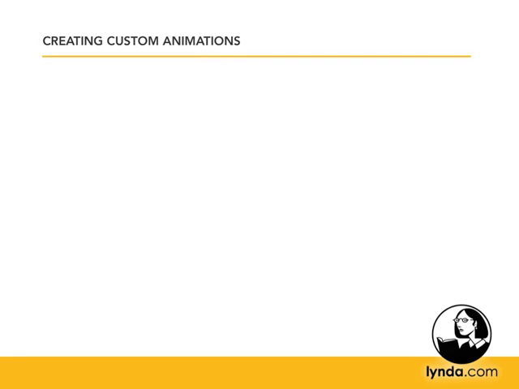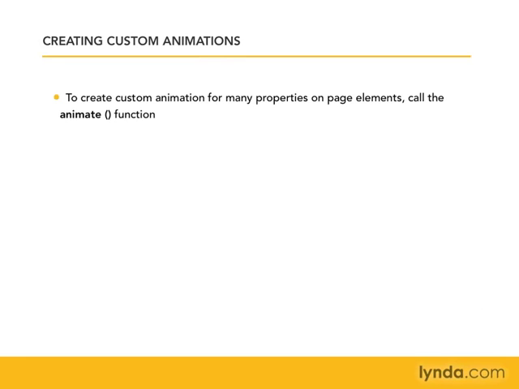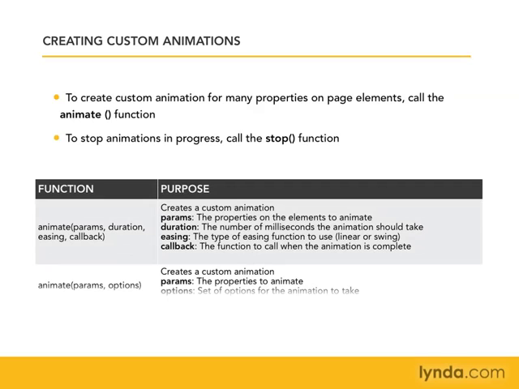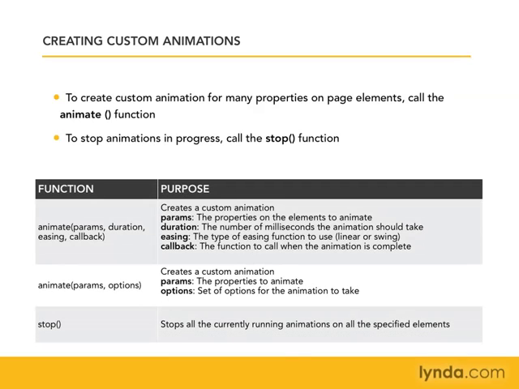In addition to the pre-built animation functions that jQuery gives you, there's a basic animate function that you can use to create custom animation for a wide variety of properties on page elements. So to do that, you simply call the animate function, and there's a couple of different versions you can see there in the table. One takes a series of parameters, and those are the properties on an element that you want to animate. There's a duration parameter, and that's the number of milliseconds that the animation should take.